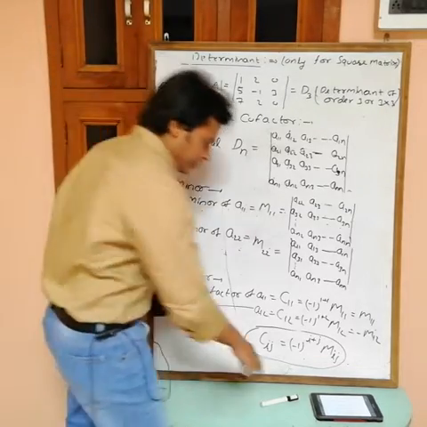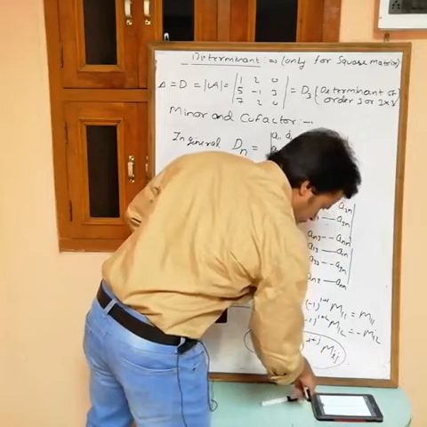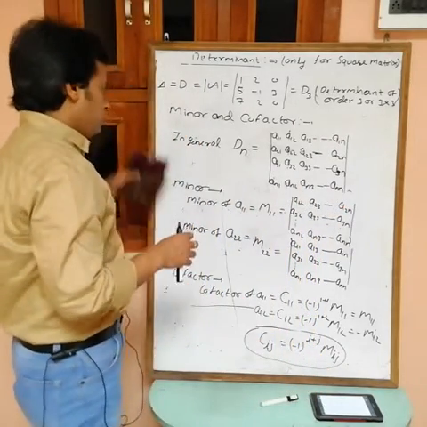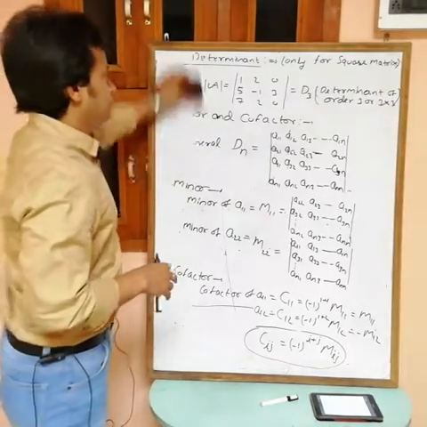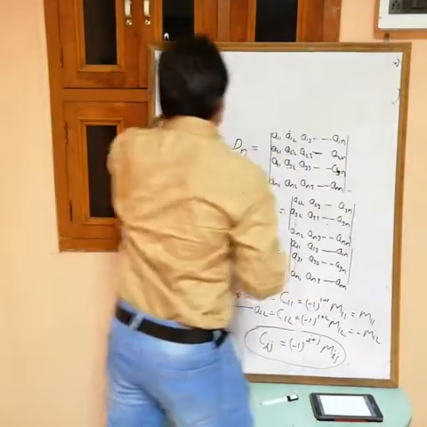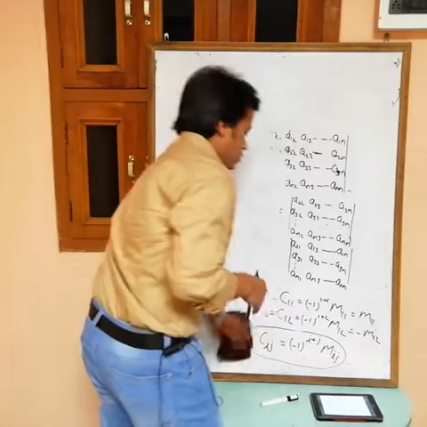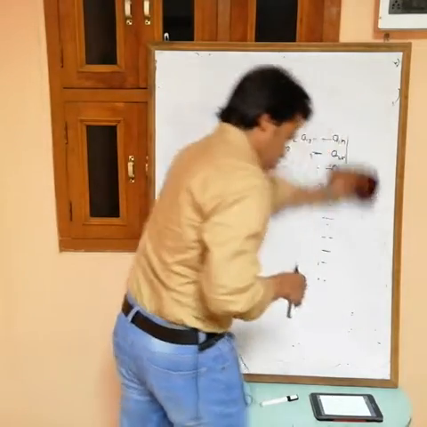Okay, so cofactor, then example if we have, okay, first write this one, this is it. Okay, so minor and cofactor is complete.